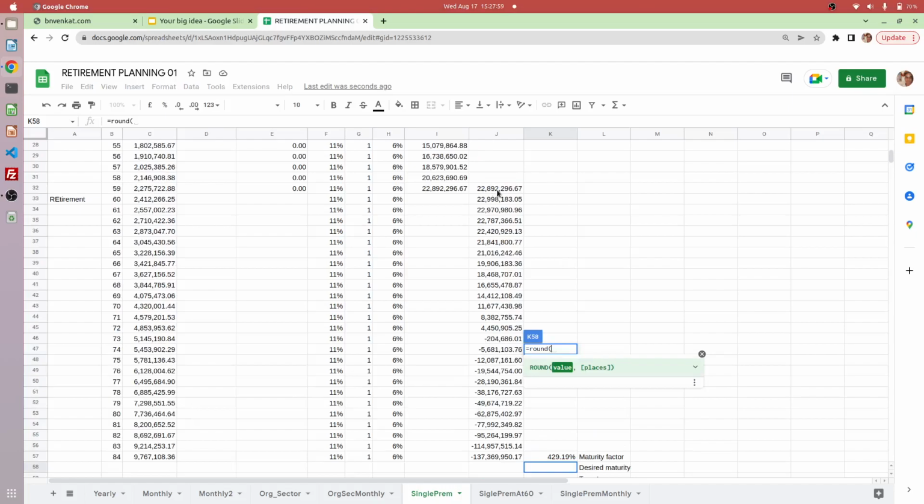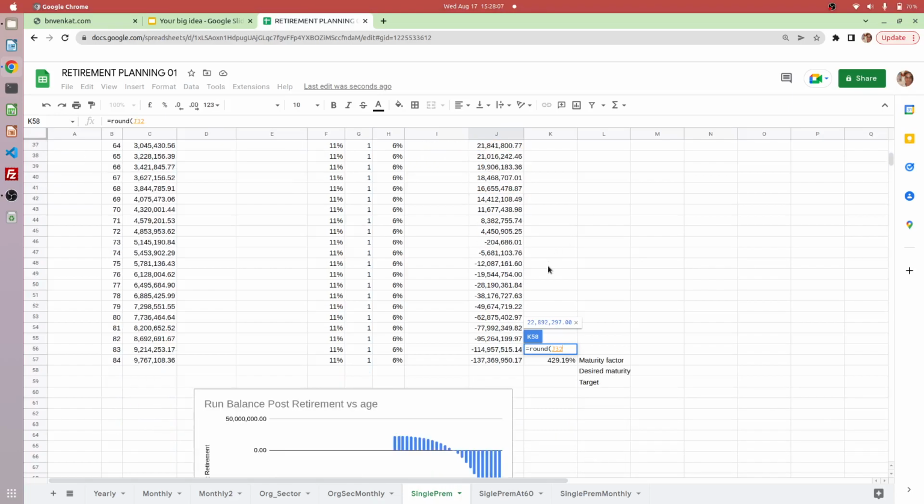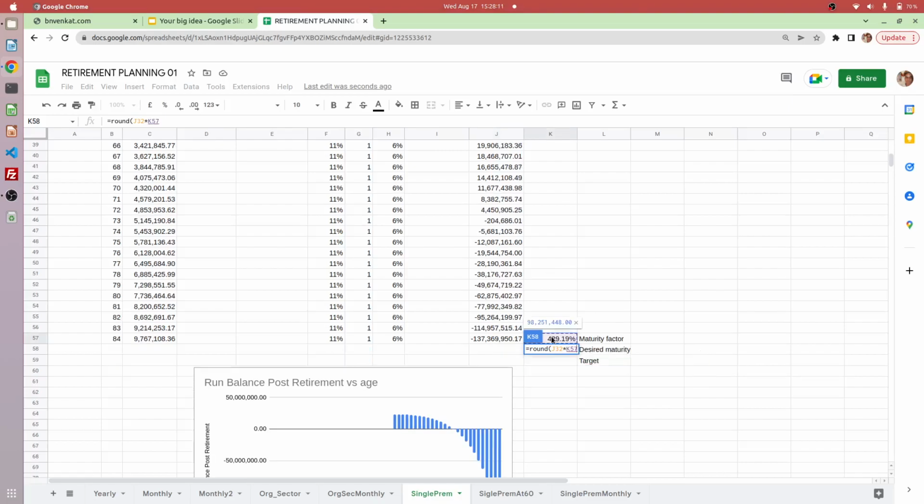Desired maturity is equal to a round figure of corpus at the beginning of the retirement, that is at the end of the pre-retirement period, multiplied by the maturity factor, comma 2 places rounding off.